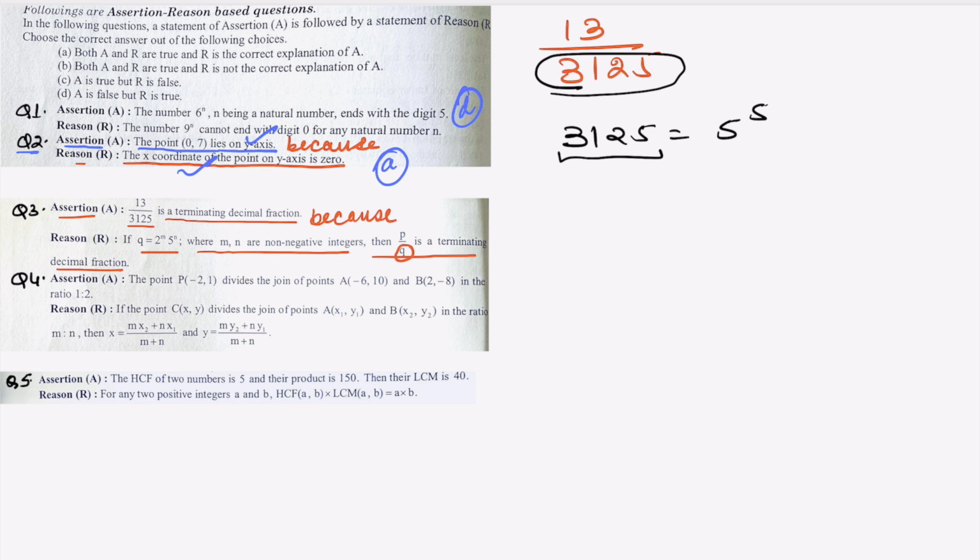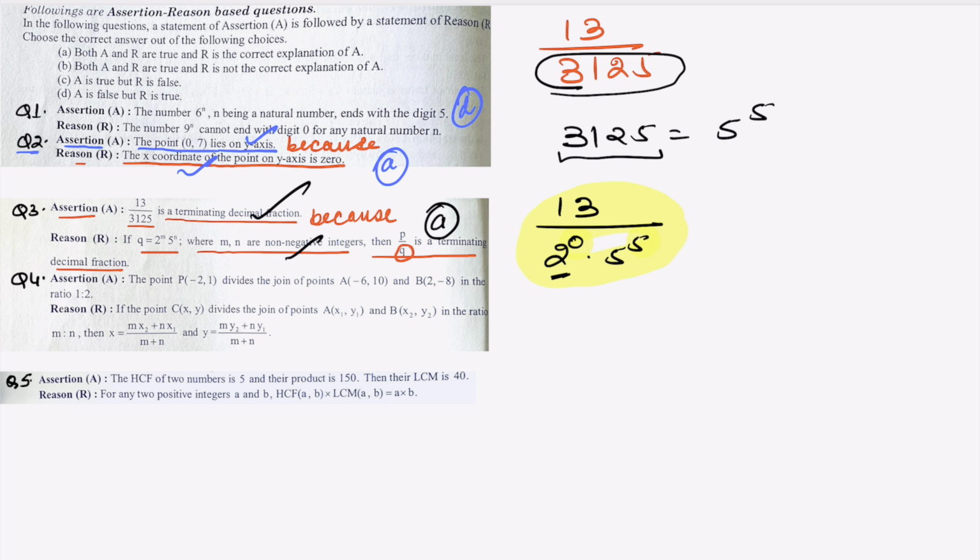So now what we have to see is, in assertion we are given 13 upon 3125. So here we have to deal with this number only. And prime factorization of this number is 5 to the power 5. So above rational number can be written as 13 upon 2 to the power 0 into 5 to the power 5. 2 to the power 0 is 1 only. We can write this. Okay. So here this is m, this is n. And m and n both are non-negative numbers. So the decimal expansion of this number will terminate. So here both assertion and reason are correct, and reason is correct explanation of assertion. So answer will be A.